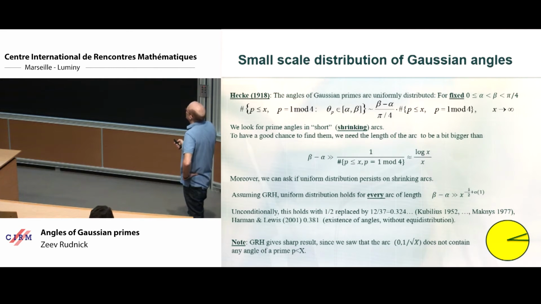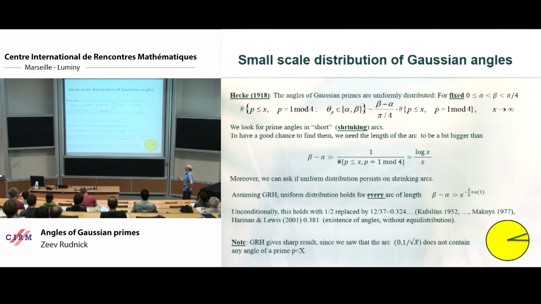So uniform distribution means that you count how many angles lie in a fixed interval as you put more and more angles down, and the ratio of the number which lies in this interval to the total number of points is the relative length of the interval. This is what uniform distribution means. You fix the interval.